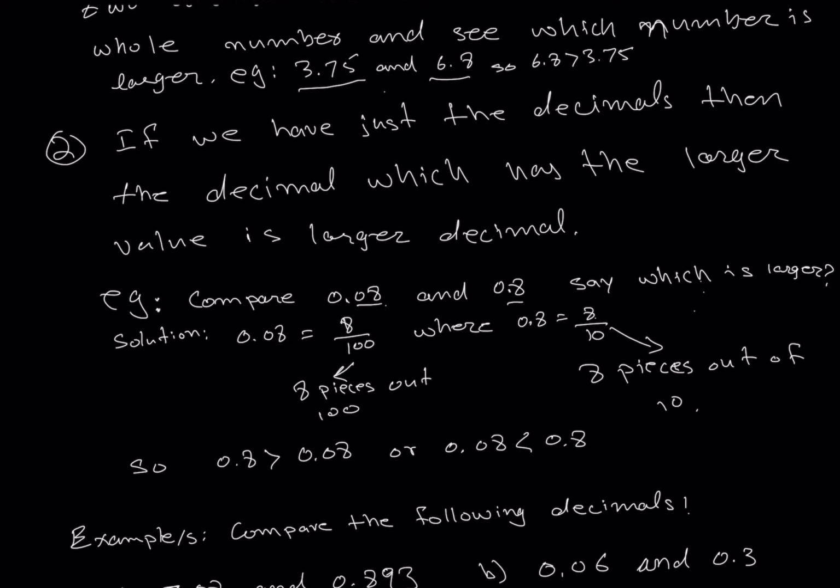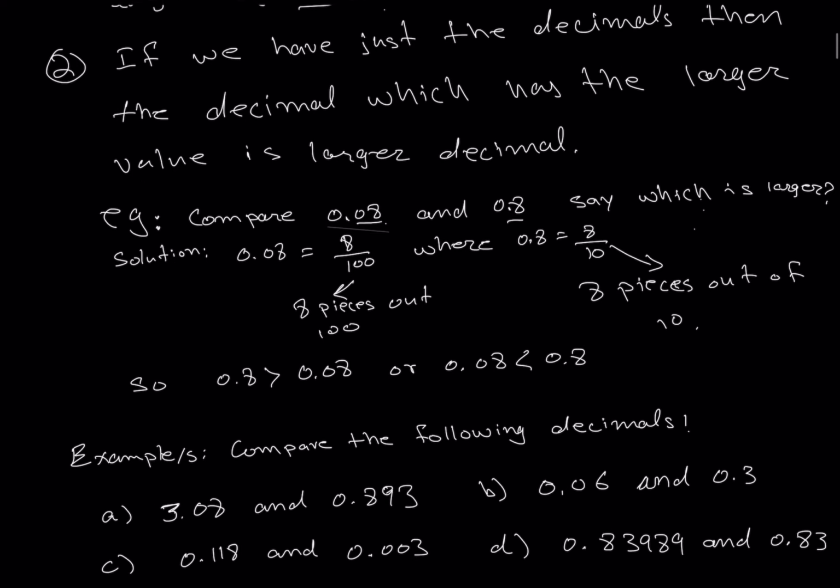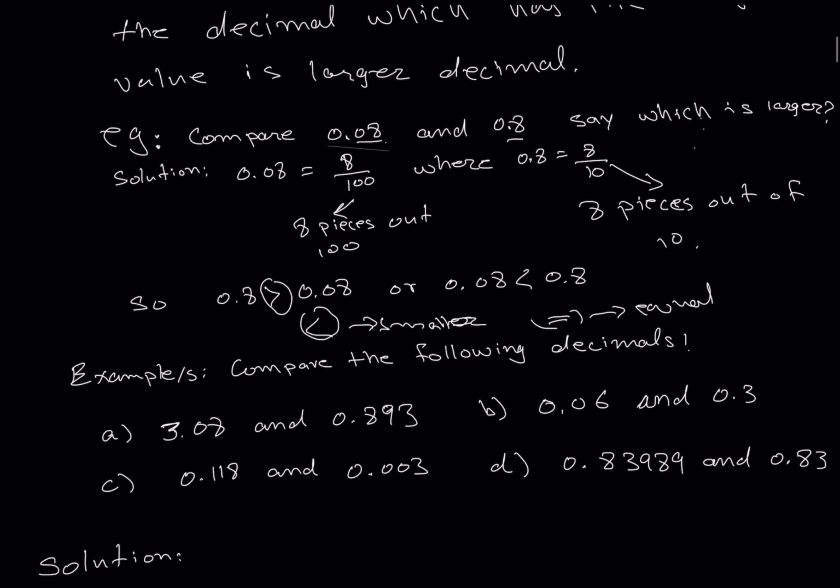8 pieces taken from 10. So this will be a larger number compared to that. So that's how we compare it. And this is a comparison sign. This means larger, this means smaller, and this is equal. So we have these expressions or signs that we use for comparing values.